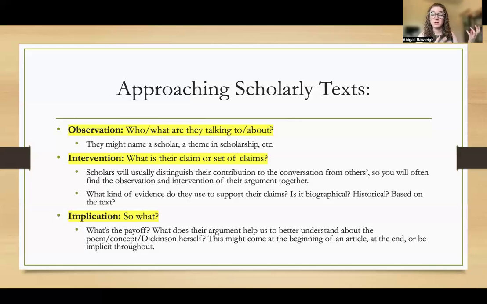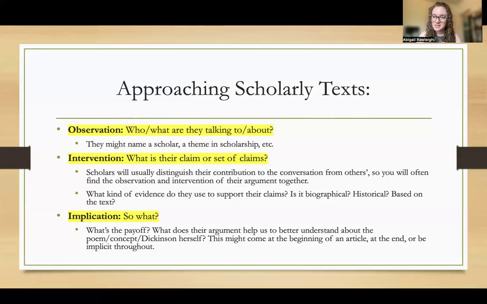Scholars will usually observe something about the current scholarly conversation. Then they'll make an intervention, which means making their own argument, inserting their own argument into that conversation. That has an implication. So what? Why does this argument matter? What does it help us better understand about Dickinson herself, her poetry, the 19th century, right? So these three parts are things that you can look for.